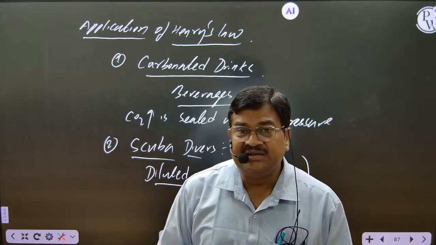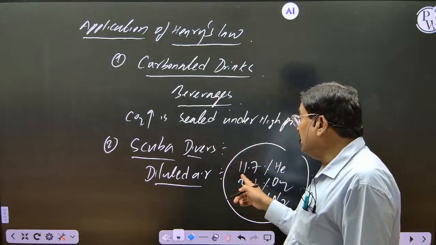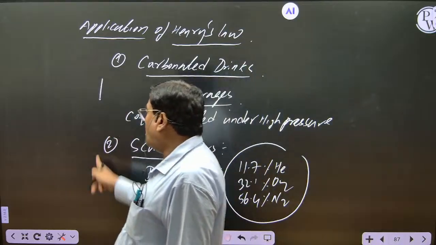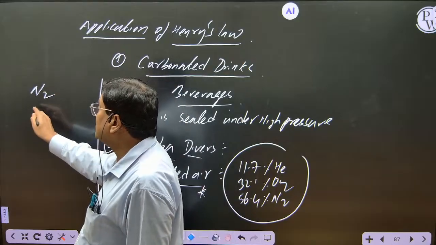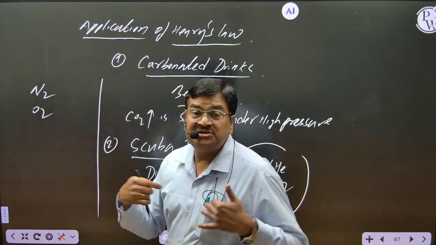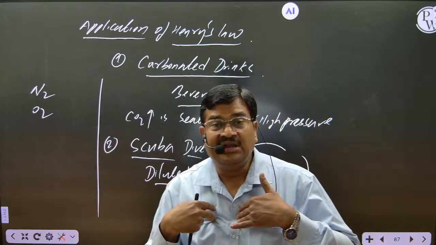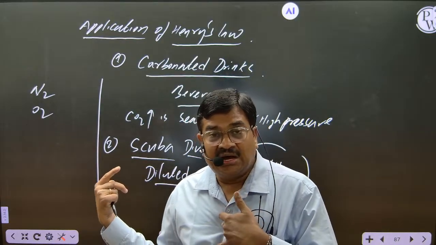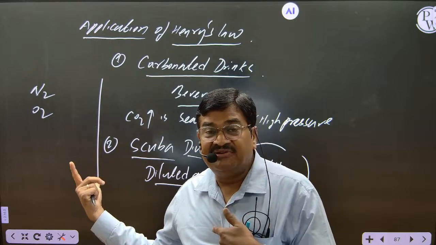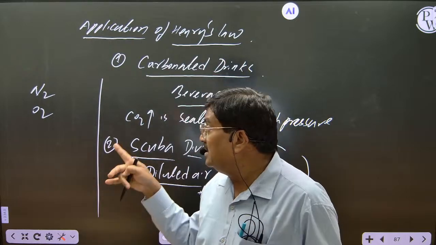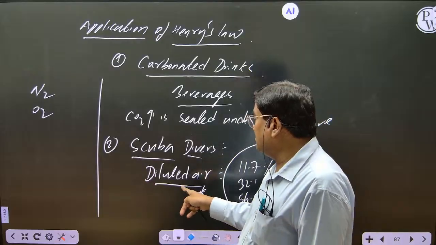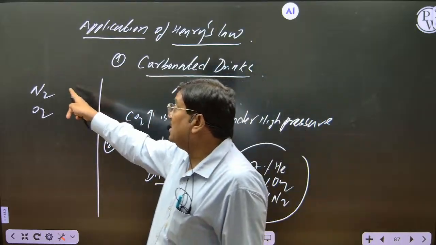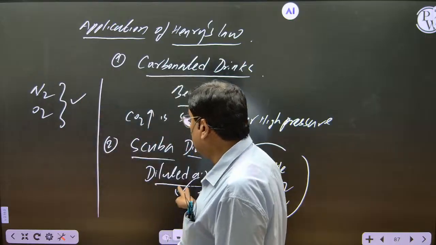What is the reason? Ordinary air contains which gases, students? Nitrogen and oxygen, and you know the percentage of oxygen in the atmosphere is about 21% and nitrogen about 78%. Are you getting my point? Why don't they carry ordinary air? Instead of that, why are they carrying diluted air?